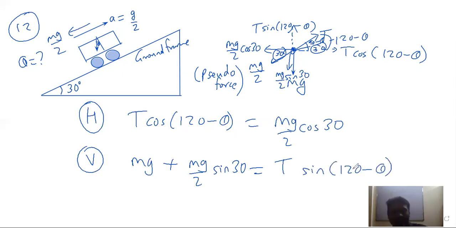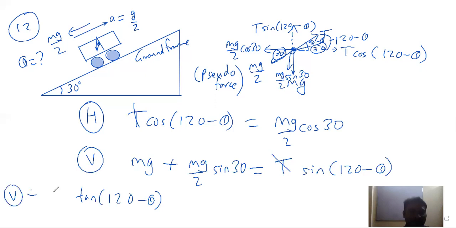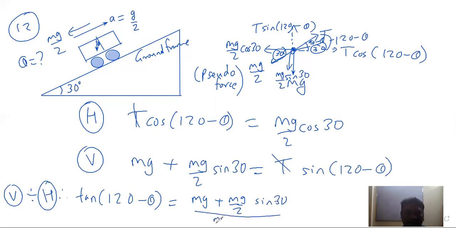So now if I divide these two equations, horizontal and vertical, T and T will cancel and we will get tan of 120 minus theta. What are we doing? We are taking this vertical equation and dividing by horizontal equation. So we'll get tan of 120 minus theta. It will come out to be mg plus mg by 2 into sine of 30 upon mg by 2 cos of 30.